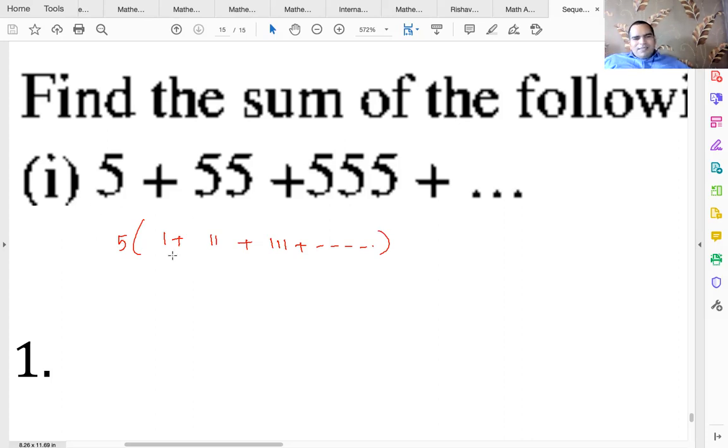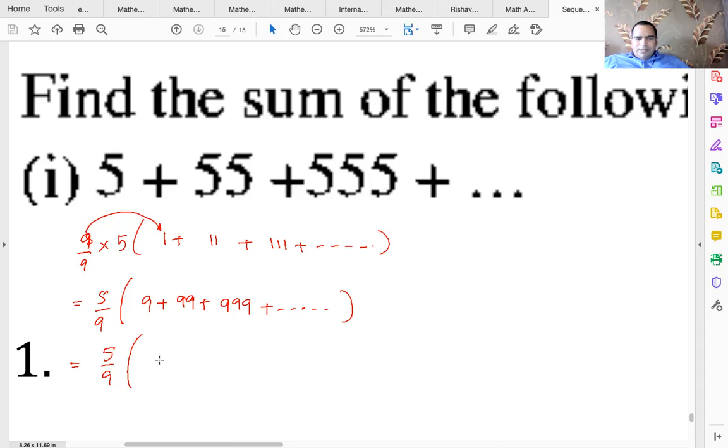Anyway, the next step is to multiply and divide by 9. The only reason we are doing this is that if I take 5 by 9 outside, the inside can be written as 9 plus 99 plus 999 and so on. Now we have to do one more adjustment: this 9 I took inside and this 5 over 9 I took outside. And now I can write this as 10 minus 1 plus 100 minus 1 plus 1000 minus 1 and so on.